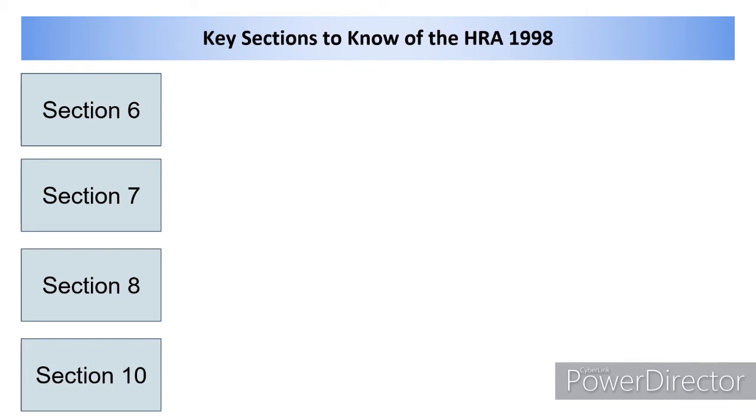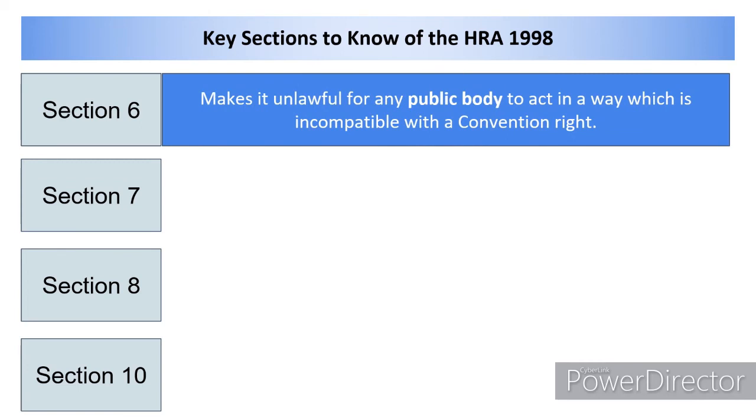So Section 6 makes it unlawful for any public body to act in a way which is incompatible with a convention right. A public body is anybody basically carrying out a public function, and it's got a really broad definition to reflect modern society, if you like, but it includes local authorities, courts, tribunals, and public service bodies such as residential care and schools. It does not include Parliament. Parliament is not a public body.